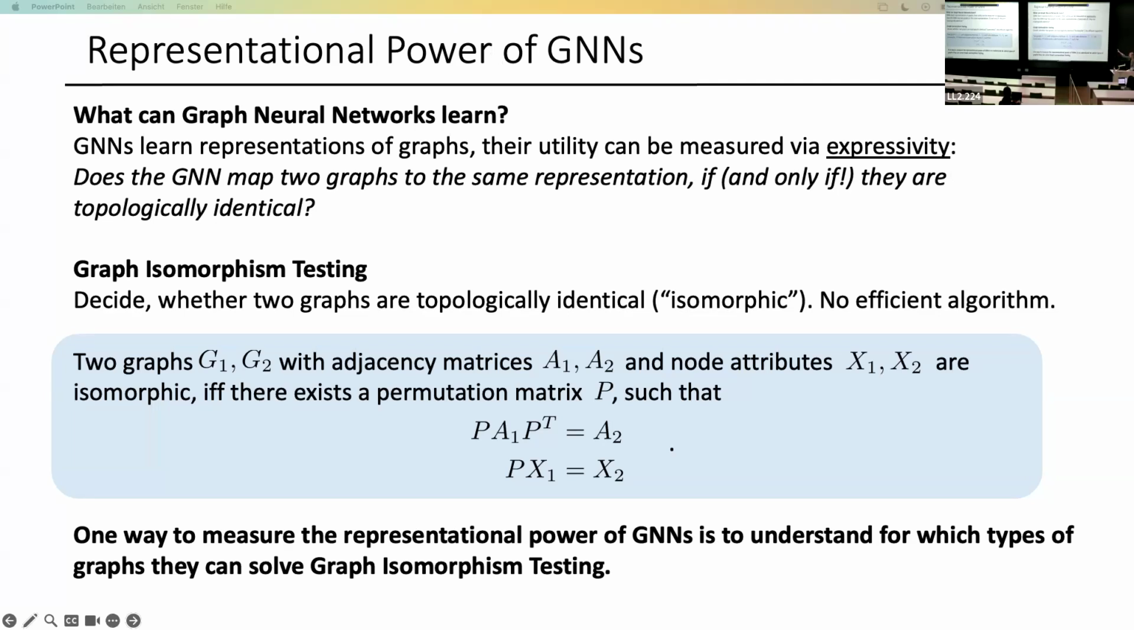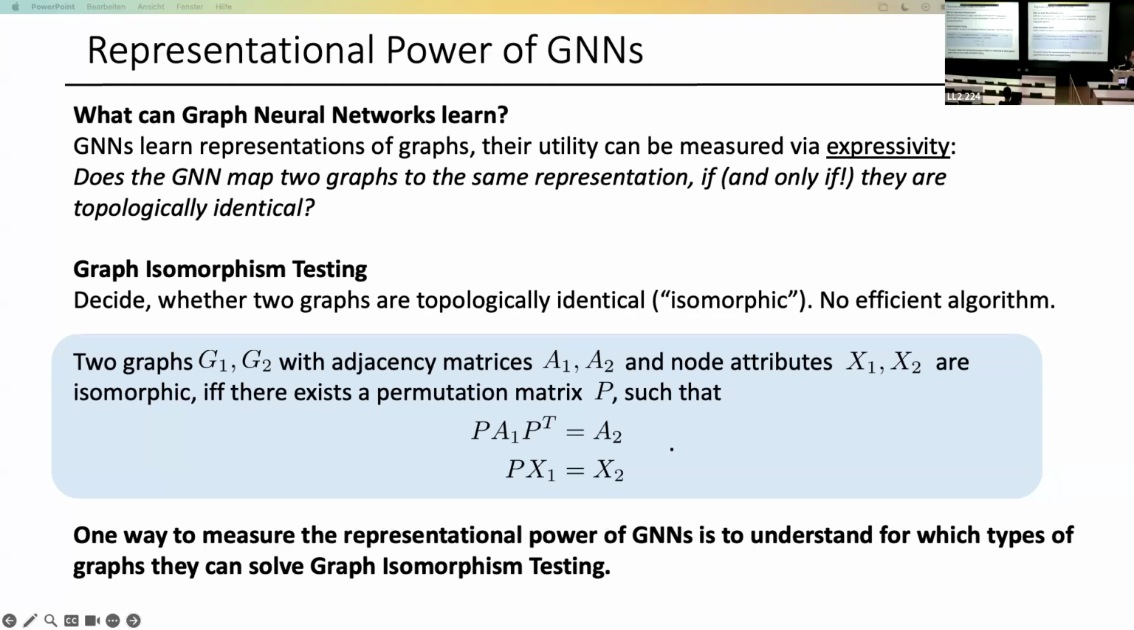So this underlying problem of deciding whether two graphs are identical or not has been studied for a long time as graph isomorphism testing. And that's known to be computationally extremely difficult. In fact, we have no known efficient algorithm for this problem. But we have some quite good heuristics. One of those heuristics is the Weisfeiler-Lehman test.